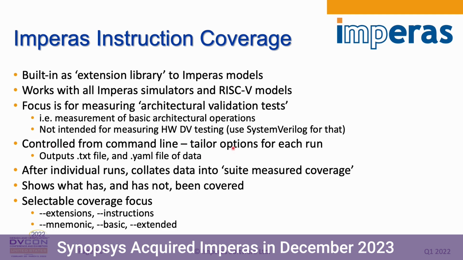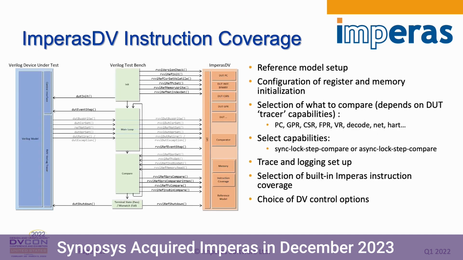The built-in coverage is controlled by command line, so you tailor the options for each run and you get some output. After you've done the individual runs, you can collate it into a measured coverage for the whole suite, and that shows what has and has not been covered, and you can choose the different things that you're trying to cover.